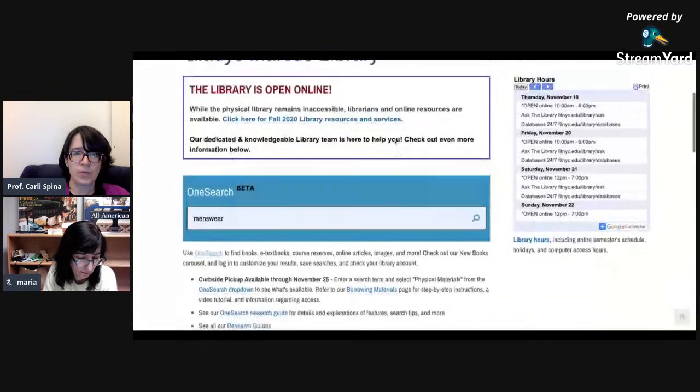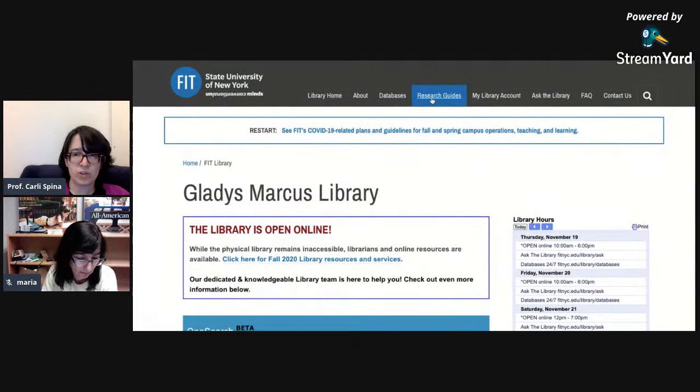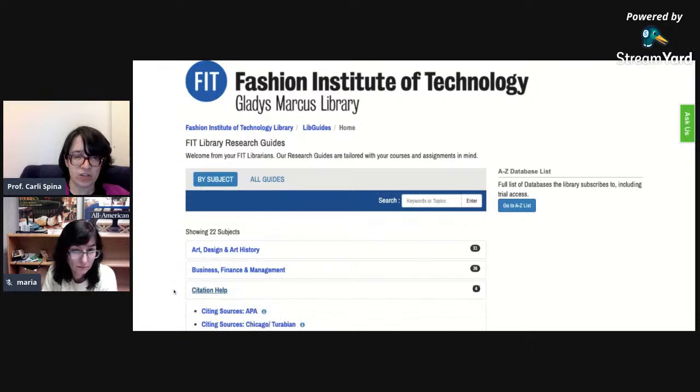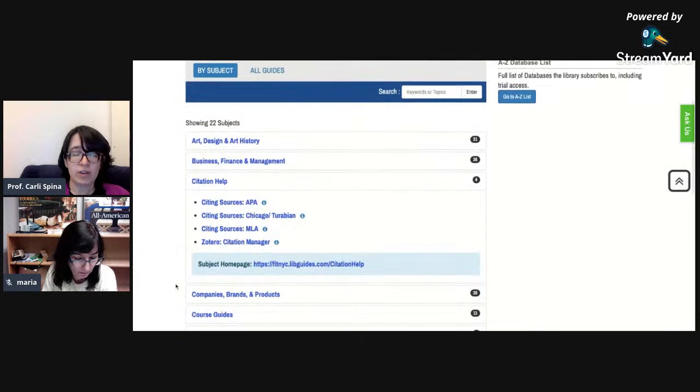So let me share my screen again, and we can go back to the library's homepage and look at how you would find that. From the library's homepage, we're going to go to research guides and citation help. You're not going to have an automatically generated citation on a website, but our guides do help with how to do that. I'm not sure which style you're using. Feel free to put it in the chat.